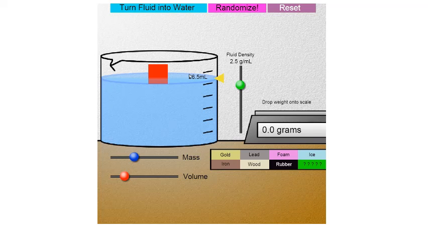Now notice we're not only talking about the density of an object, we're also talking about the density of the fluid that the object is submerged in. So when you first open up the simulation, you're going to see the fluid density of the material in the beaker here is 2.5 grams per milliliter. What that means is if we could take a sample of this fluid, 1 milliliter, that's the same thing as 1 cubic centimeter, and put it on a balance, the balance would read 2.5 grams. So every milliliter of this fluid has a mass of 2.5 grams. That's what fluid density means.